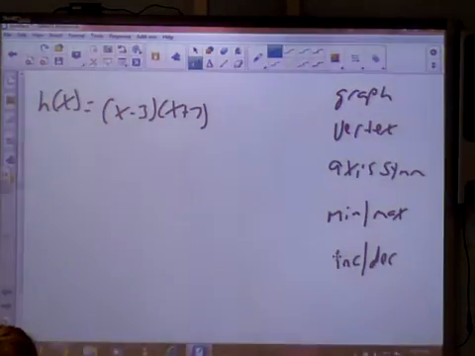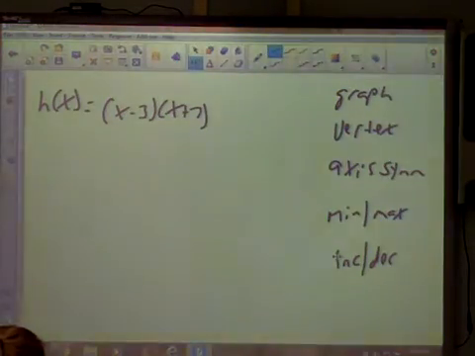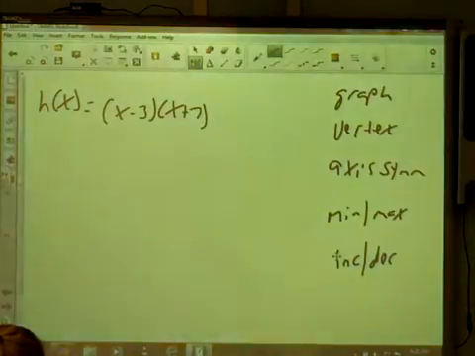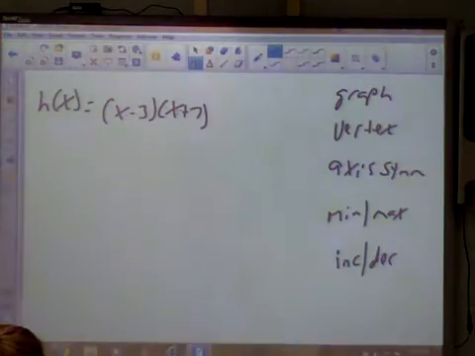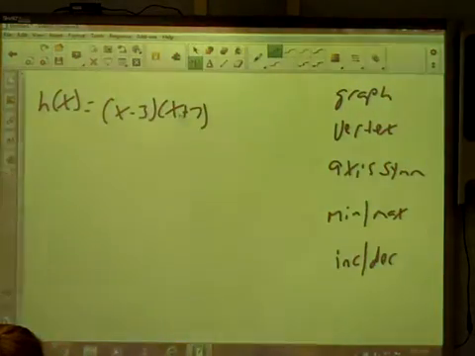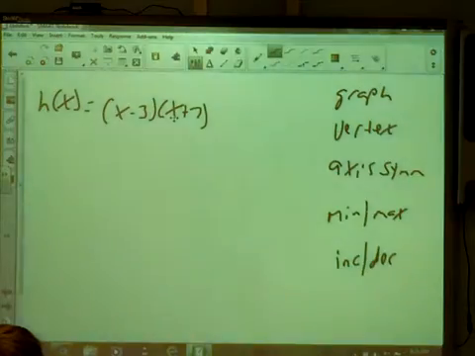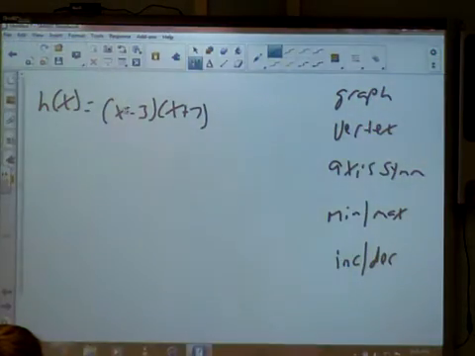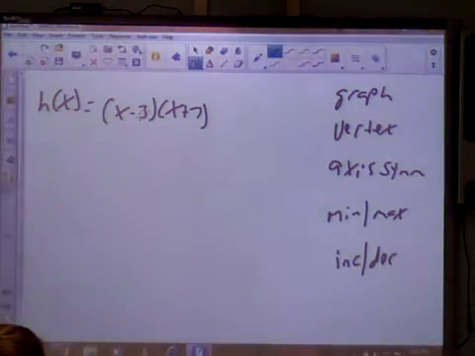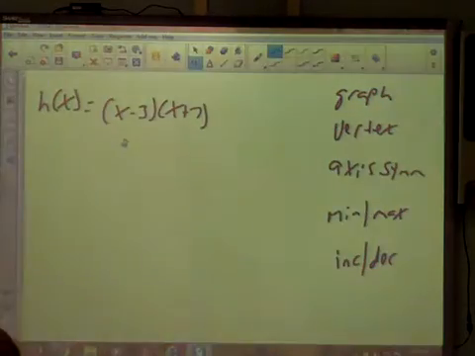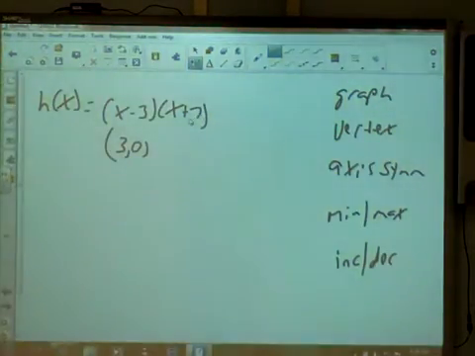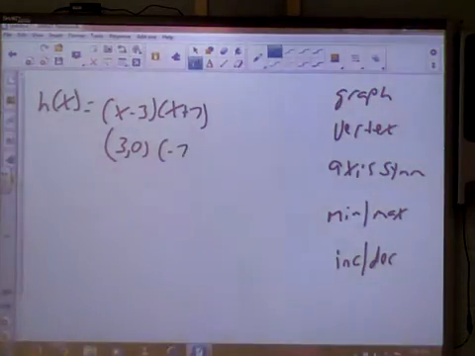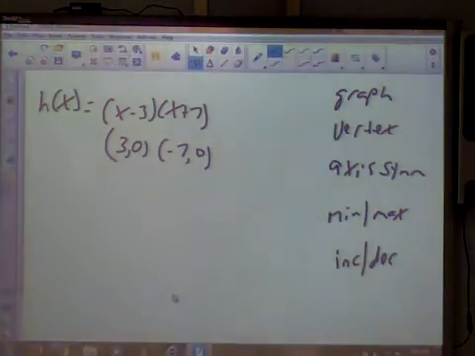Alright, do you remember what we did to find the vertex? We had these, because these are going to be where it crosses the x-axis. Those are your x-intercepts, so the vertex had to be halfway between those. Remember, this is x minus p, which means that p would be 3. This q would be negative 7. Remember, it's the opposite signs on those.